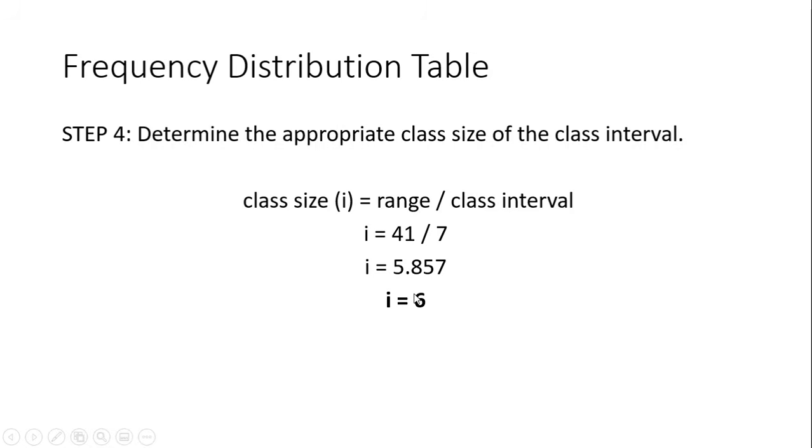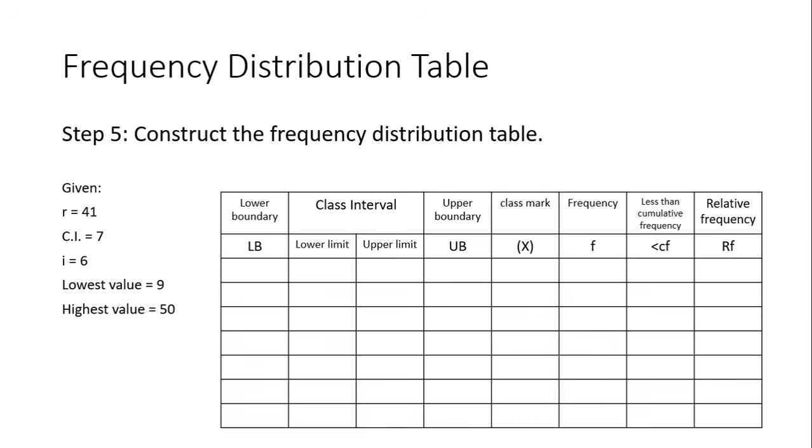So we now have our 3 data that we'll be needing. You have your range, which is 41, class interval, which is 7, and your class size, which is 6. Okay? So the next step is for us now to construct our frequency distribution table.